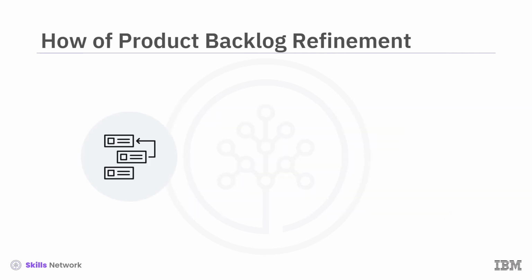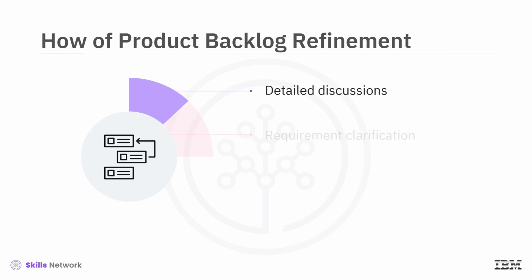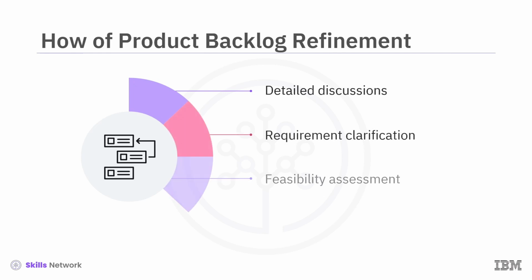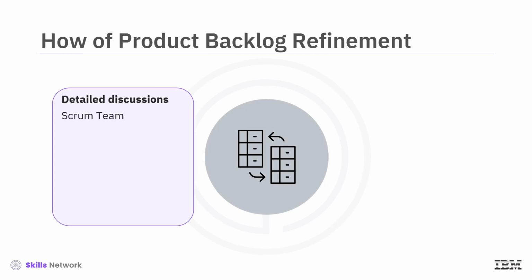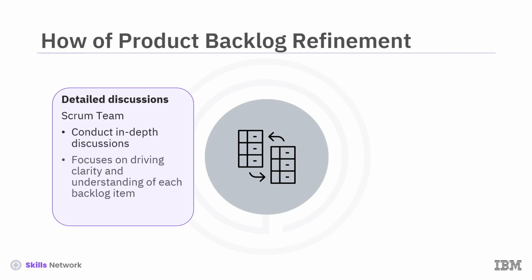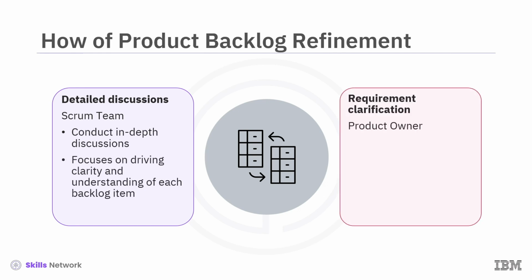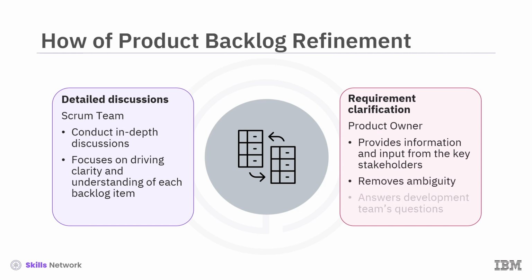Let's move on to the how of product backlog refinement. It includes detailed discussions, requirement clarification, feasibility assessment, and effort estimation. The Scrum team works together to conduct in-depth discussions focused on driving clarity and understanding of each backlog item. The product owner works to provide any and all information and input from the key stakeholders to remove any ambiguity and answer any questions the development team may have.